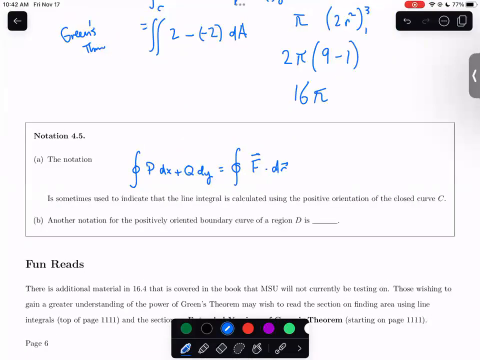So these line integrals here are meant to indicate that the line integral is calculated using a positively oriented closed curve C. So let me include my subscripts as well, at least. So instead of it saying that it's oriented in the counterclockwise direction, or that it's going around in the counterclockwise direction, it may include this circle through the integral there.